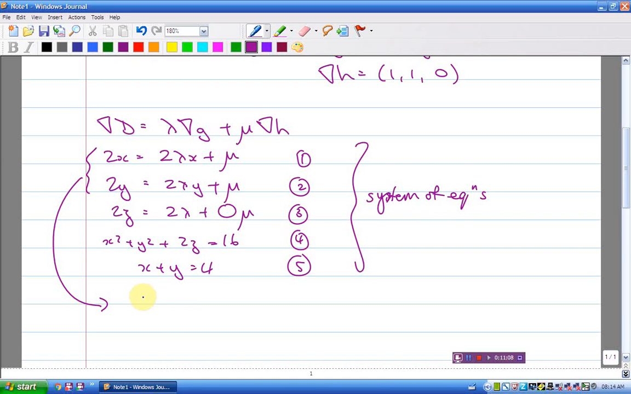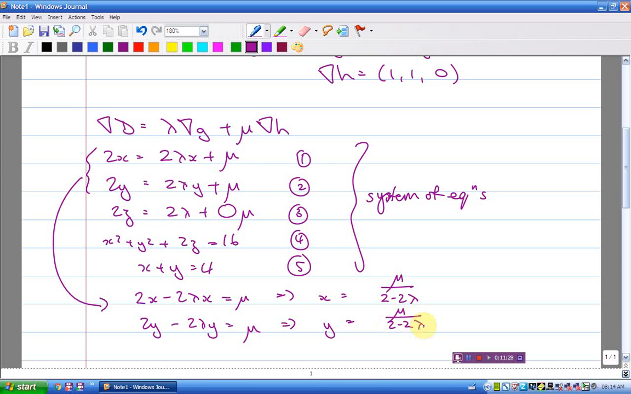If I make x the subject, 2x minus 2 lambda x equals mu. In other words, x equals mu over 2 minus 2 lambda. And in the second one, if I make y the subject, I'm going to get y equals mu over 2 minus 2 lambda. Those are equal. That implies that x equals y. So that's a useful piece of information.